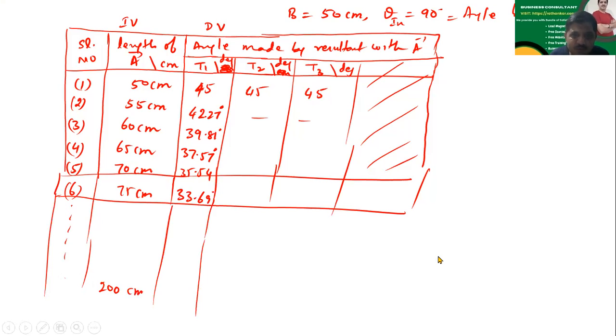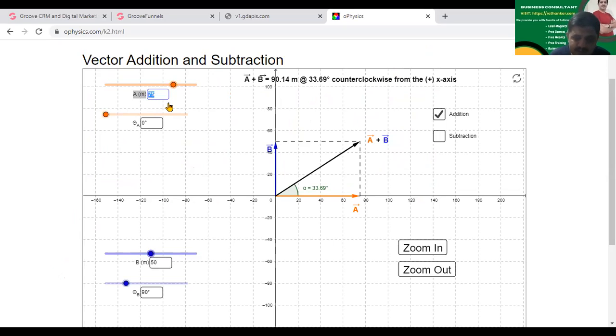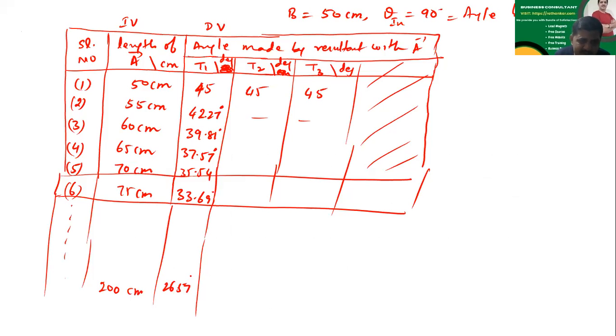Let's try that also. 200 centimeters. Where is this 200? I'll change this to 200. It becomes 26.57 degrees. Wow. Okay. Hey, what was the answer I got? I forgot this. Just a moment. Let me see. 26.57. You know, in physics, this is what drives our curiosity. We'll be interested to keep on conducting like this.